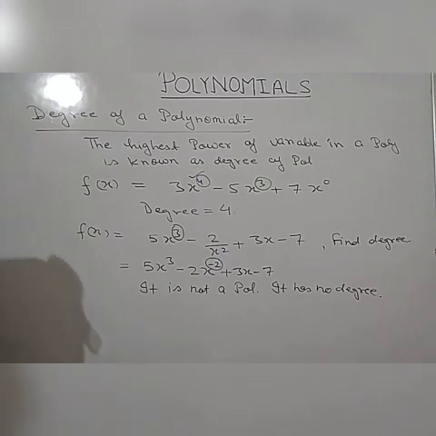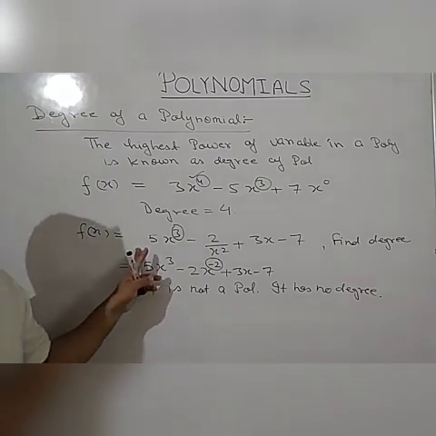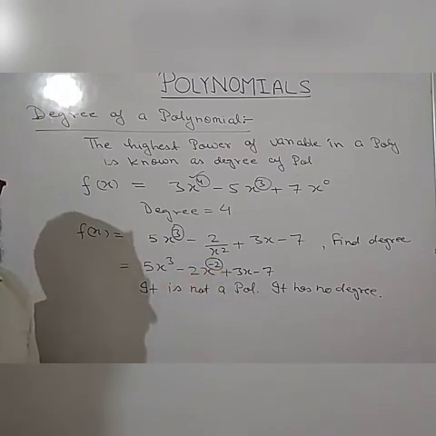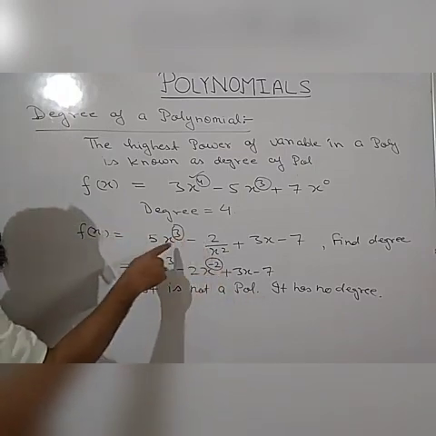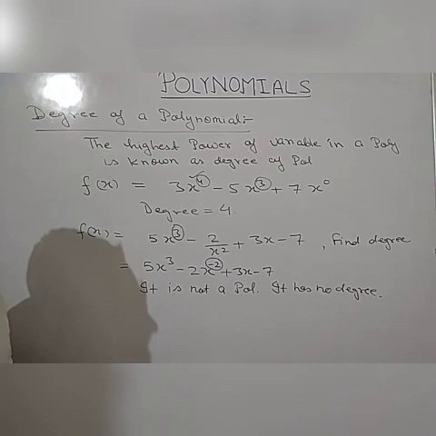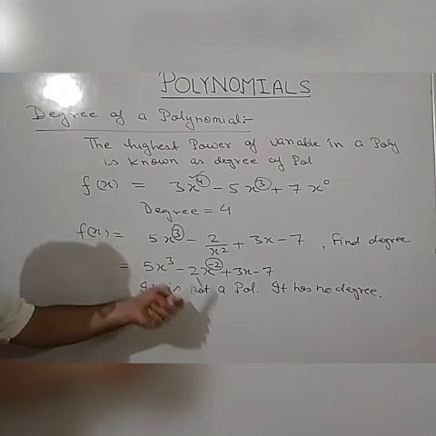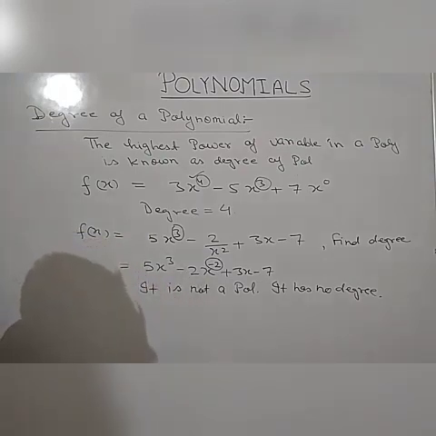Okay, so always remember to check whether the given expression is a polynomial or not. Otherwise, if you directly solve it, you will say that the degree is 3. That will be wrong because it is not a polynomial. So the highest power of the variable in a polynomial is known as the degree of the polynomial.